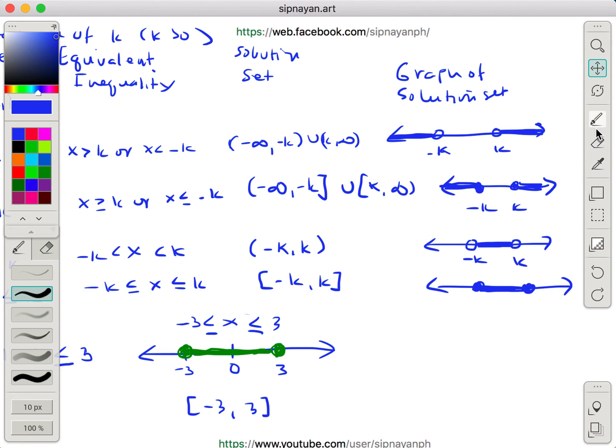Just a note on interval notation: when we write interval notation, we read from left to right. For example, this part, we come from the far left. Actually there is no far left, but we came from negative infinity up to negative k, going to the right, from left to right. And then next is from k up to infinity. That is how we always write interval notation. Okay, so that's it.